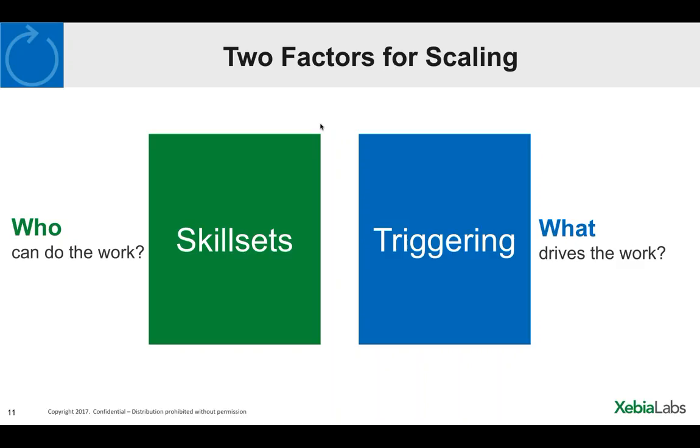And ultimately, we can achieve scale by making sure that we respond to the right kinds of triggers with the right kinds of people who have the right skill sets to do the work. That'll allow us to achieve scale across the enterprise. So let's start with this notion of skill sets and who's able to do the work.